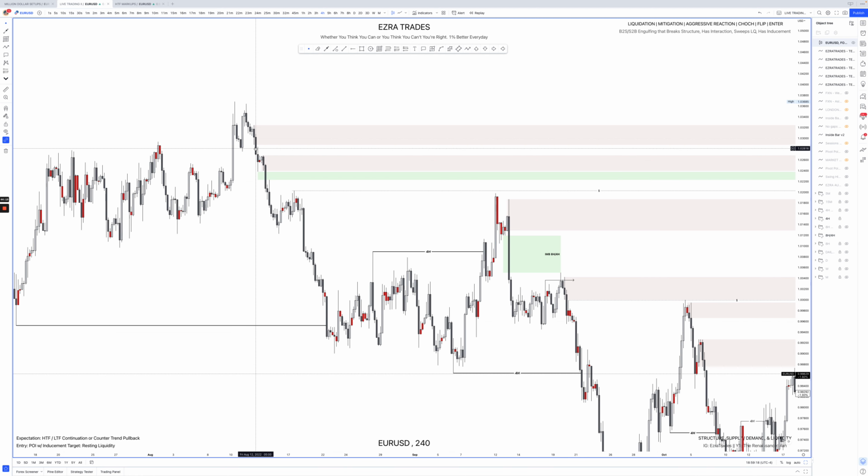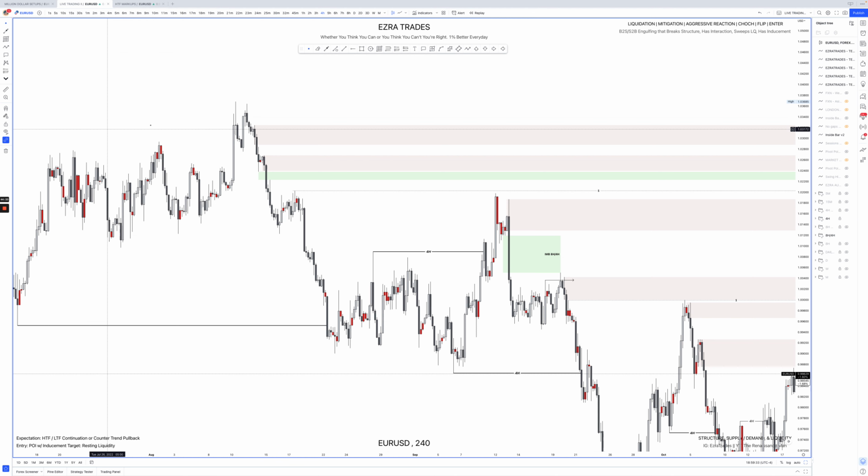Same story here. This 4-hour here reacts to that extreme. This low, this demand, failed to make a new high. Price comes in, reacts, breaks to the downside. So this is basically where we have an interaction on the lower time frame. Swept these relatively equal highs here to the left.